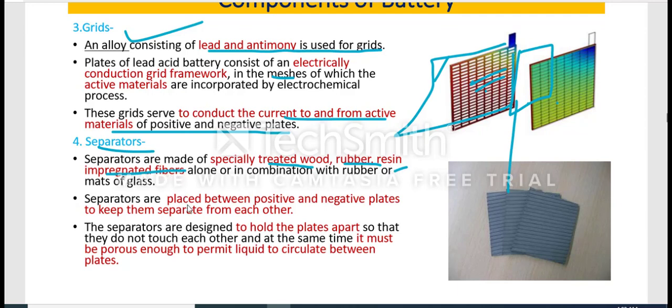Separators are placed between positive and negative plates. As I have already told you, the separators are designed to hold the plates apart so that they do not touch each other, and at the same time they must be porous enough to permit liquid to circulate between the plates. So this is about the separator. The separator is also one more important component in the lead acid battery.